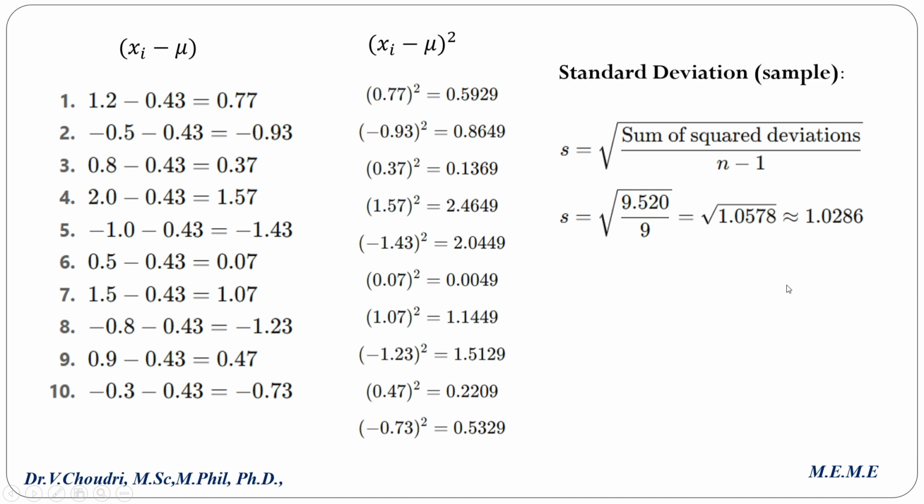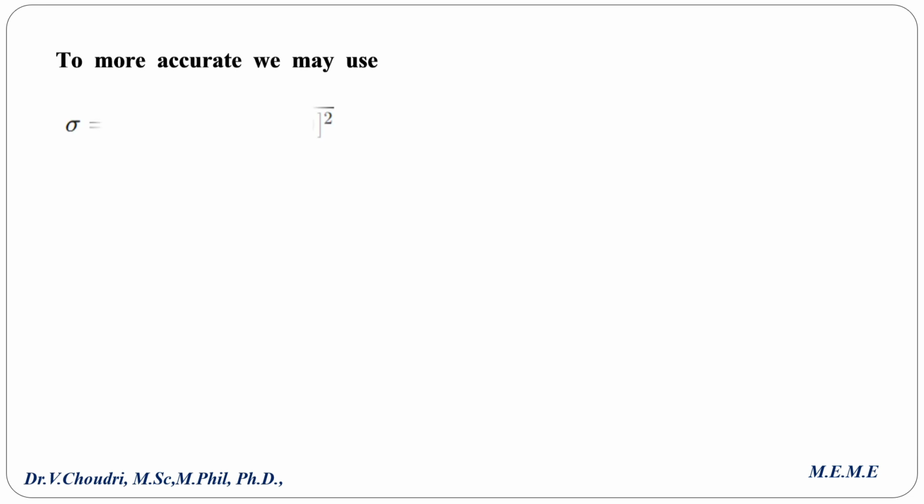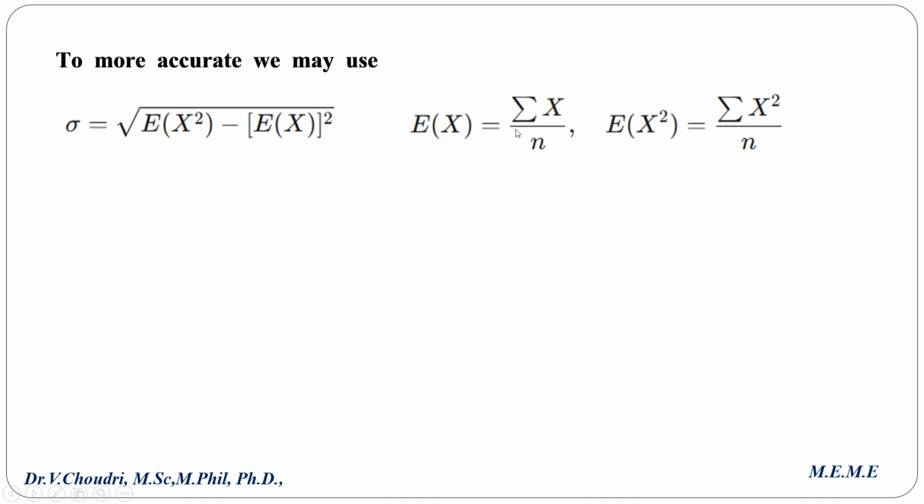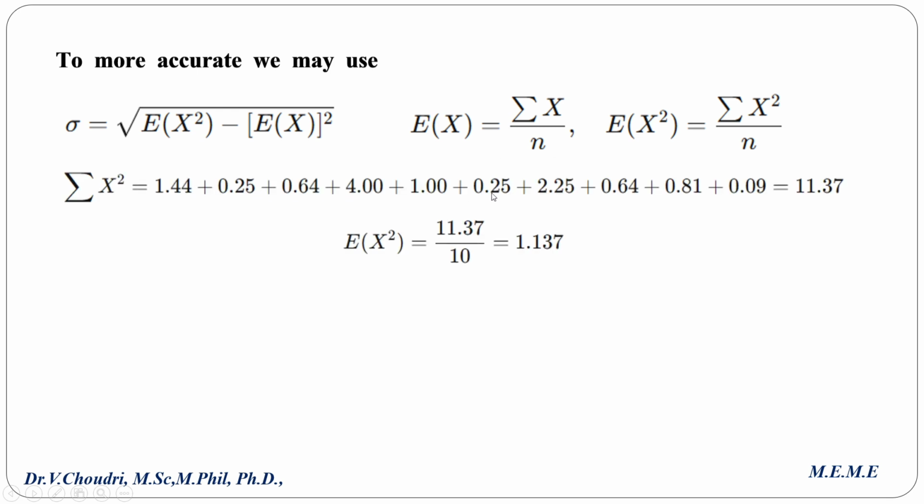Suppose you are not satisfied; you may apply another formula to get the standard deviation. Sigma equals the root of E of X squared minus E of X whole squared. E of X we have already found, that is the mean of this data. For E of X squared, I square all the 10 days of returns, then add all the data. I got 11.37. Then E of X squared is that sum divided by 10, which is 1.137.